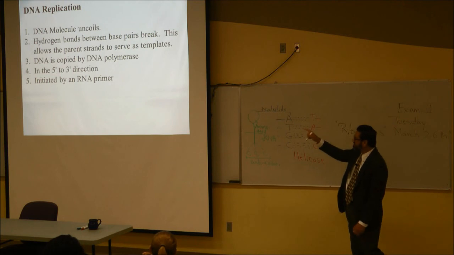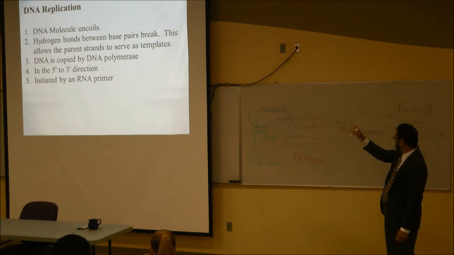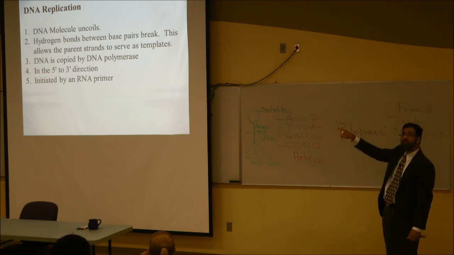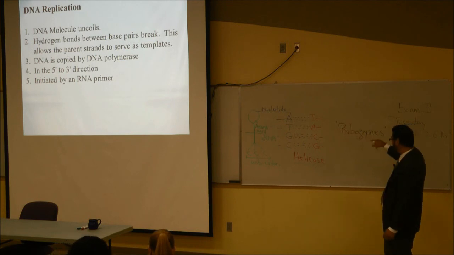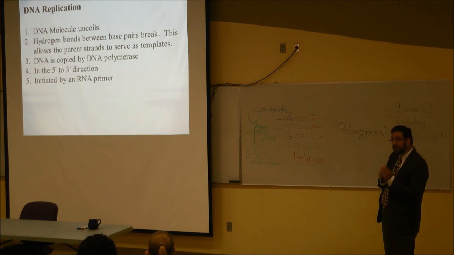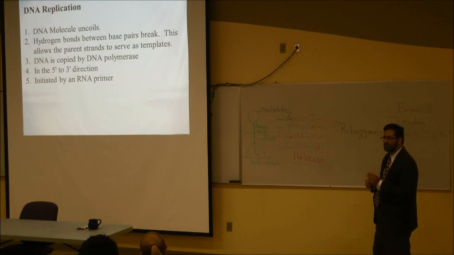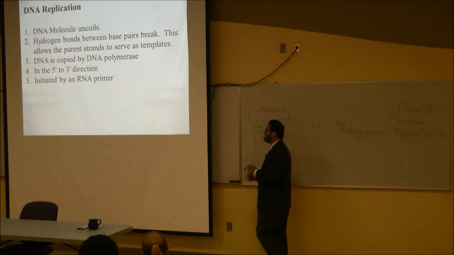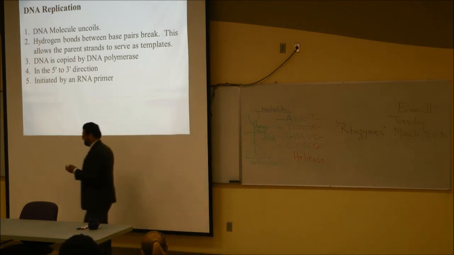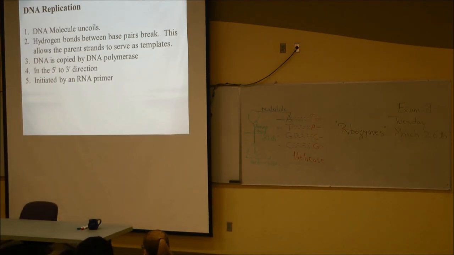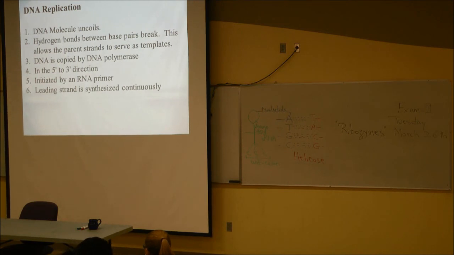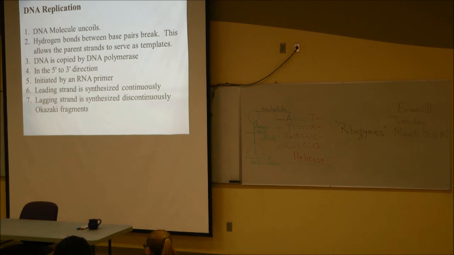One of the examples of ribozyme is RNA primer, which starts DNA replication. Leading strand is made continuously, and lagging strand is made in small fragments, Okazaki fragments.